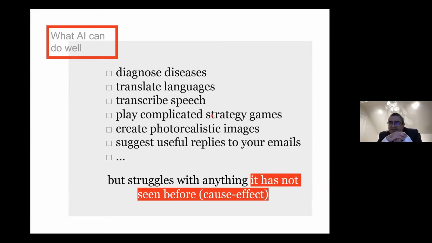But still, artificial intelligence struggles to deal with things it hasn't seen before, that it hasn't been trained for, or where it cannot establish cause and effect. So that's something that still is not good. So we have read numerous descriptions of that.